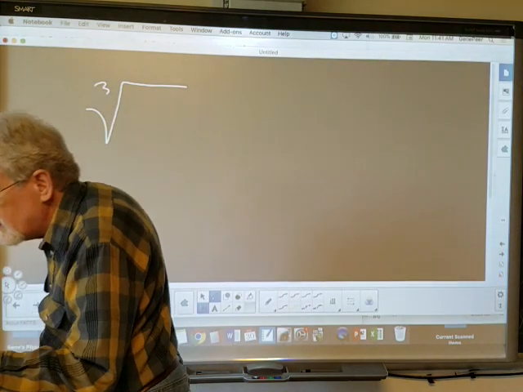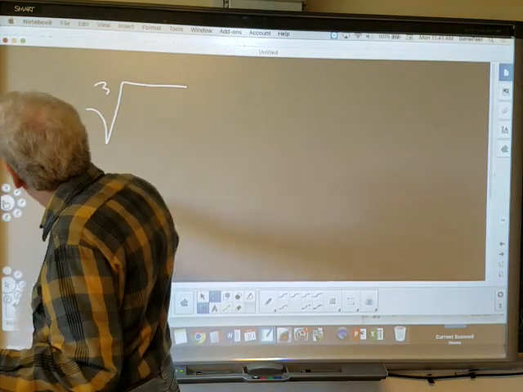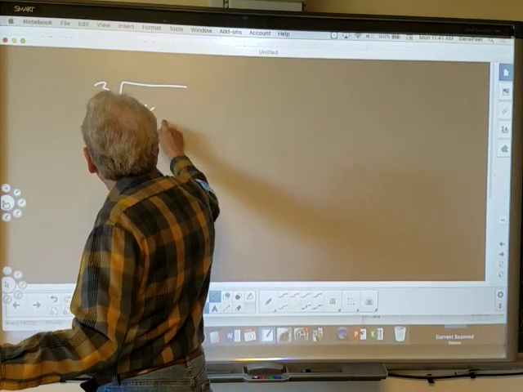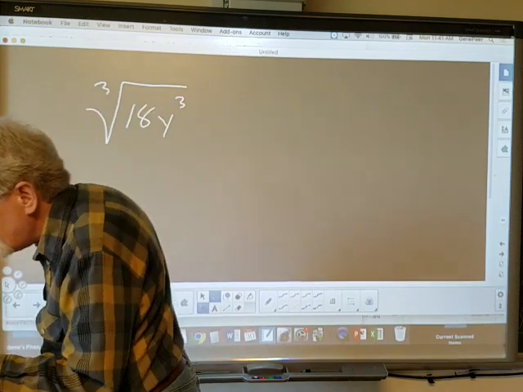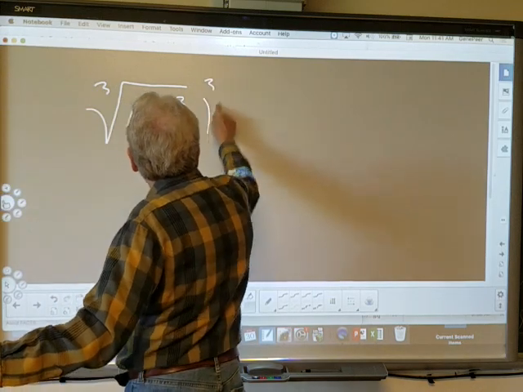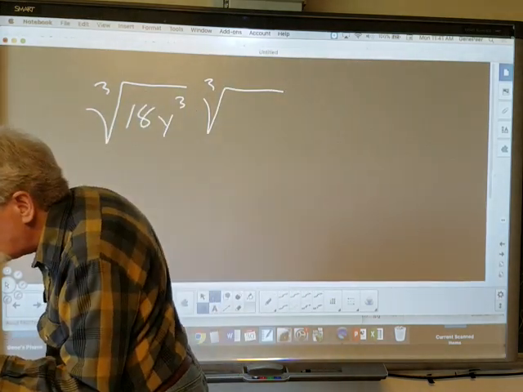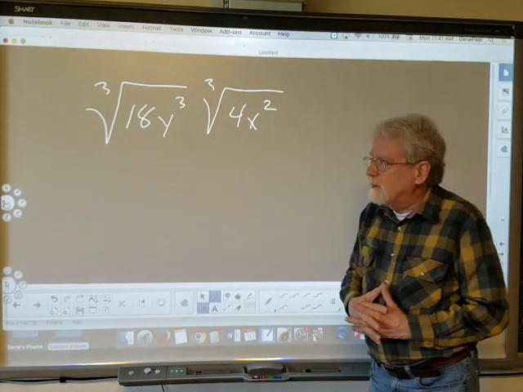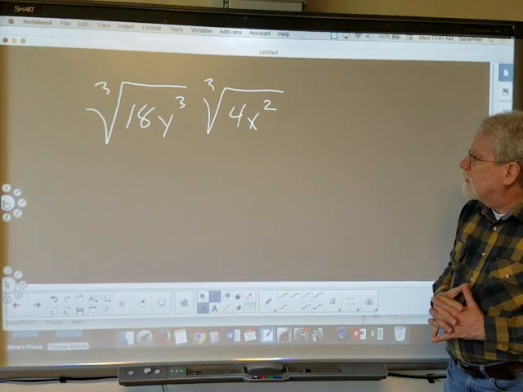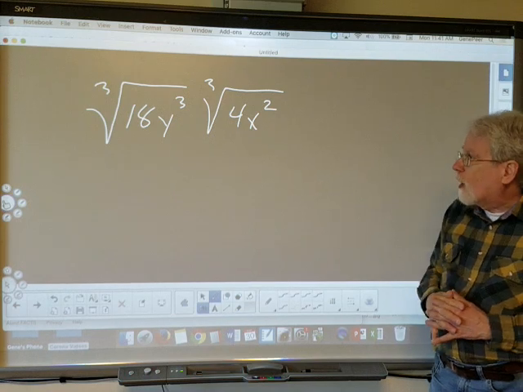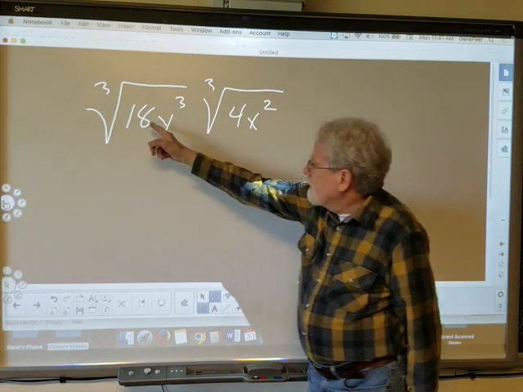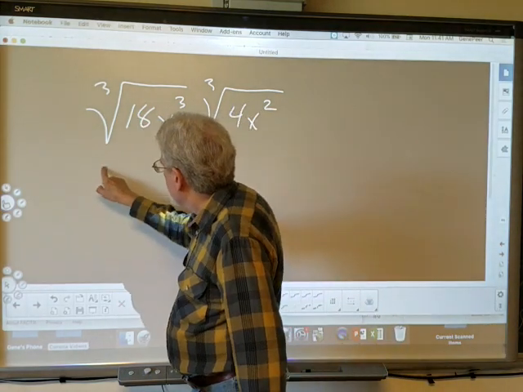Cubed root of 18y cubed. Let's make that look better. And we're going to multiply by the cubed root of 4x squared. Again, take note, we don't need the multiplication dot because if there's no operation between these radical signs, then we know it's all automatically multiplication, as always. So here, let's factor this guy.